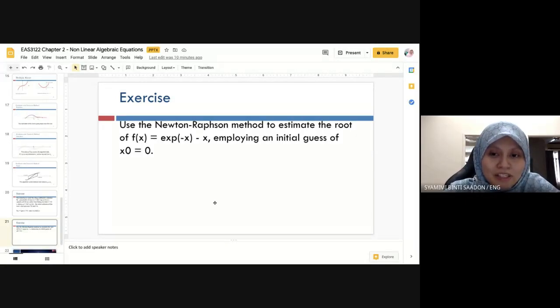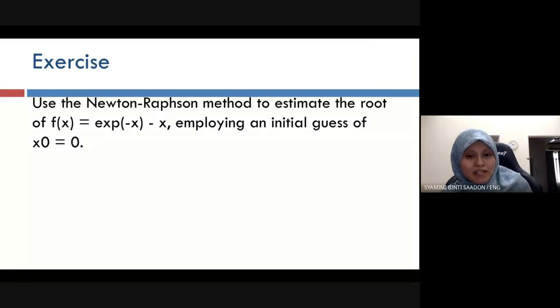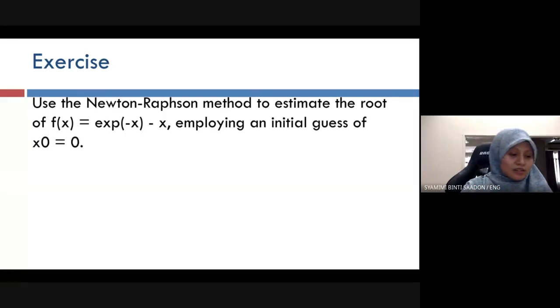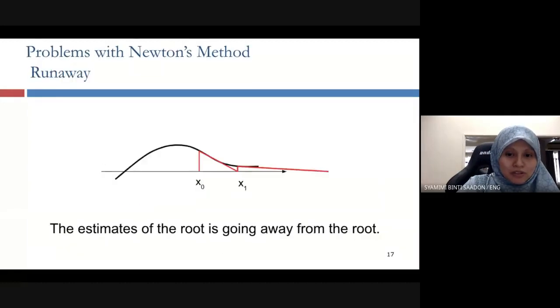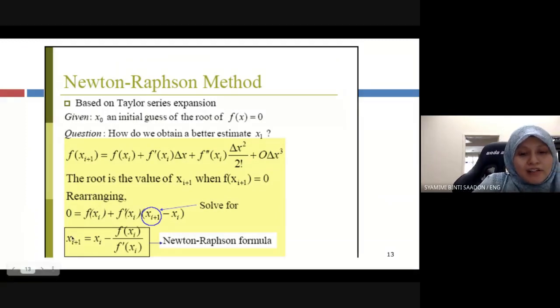Okay, next, the Newton-Raphson method. Use the Newton-Raphson method to estimate the root of f(x), where the function is exponential minus x, minus x, employing an initial guess of x0 equals 0. So we assume the initial value of x is 0. By using the Newton-Raphson method, go back to the Newton-Raphson equation. We will apply this.